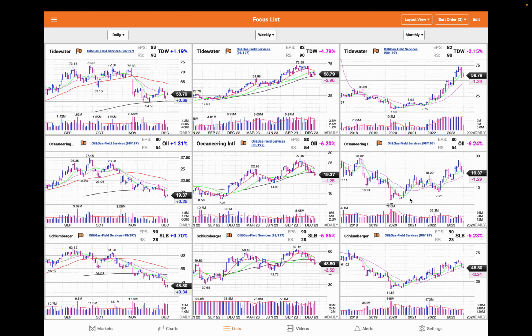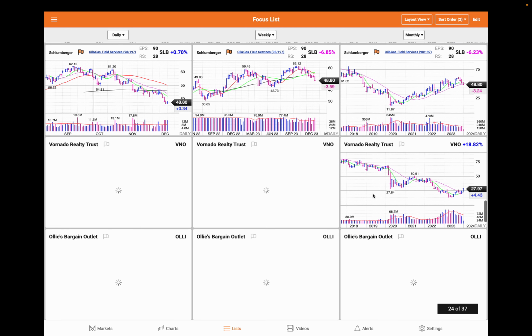Okay, Tidewater, this is one of the strongest names recently, and it went up to 73 and now came in 58, supported by 200 DMA, and now I need to watch what it does. If the oil-related names will have a strength back again or keep falling. That's what I'm watching. Same as the OII, or Oceaneering International. It's the same story. I just need to see if it keeps falling or show some strength back again. Same as Schlumberger.